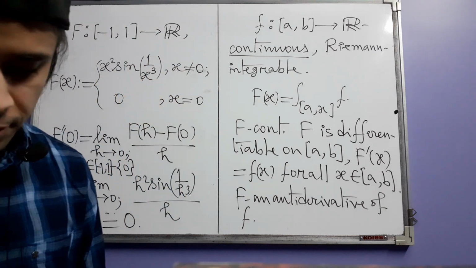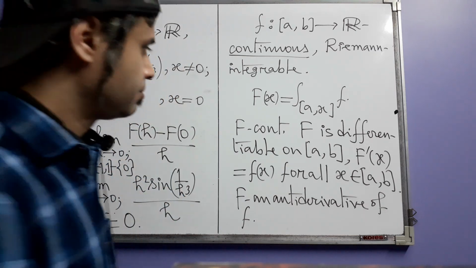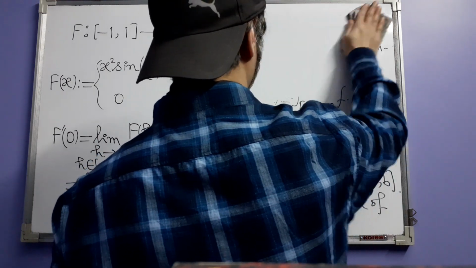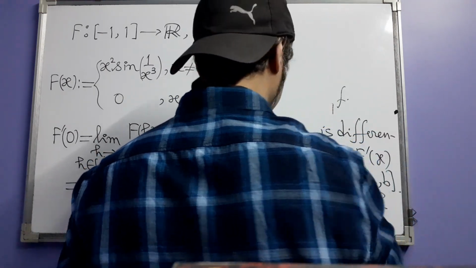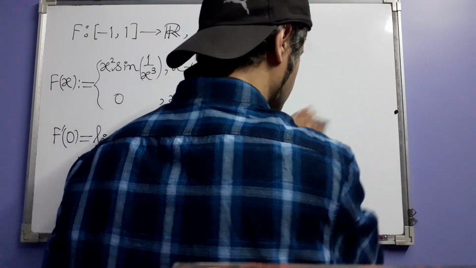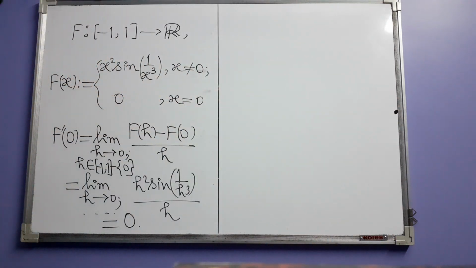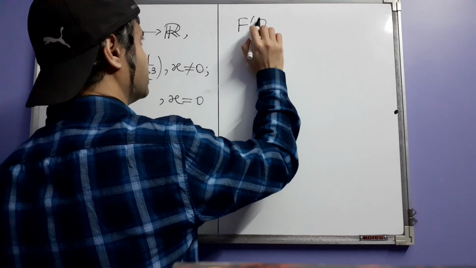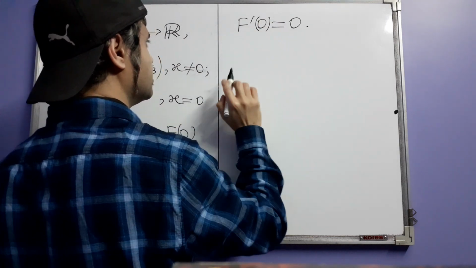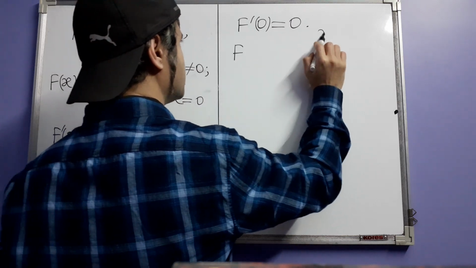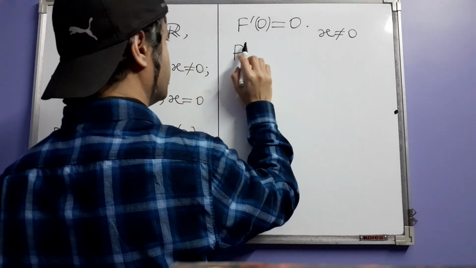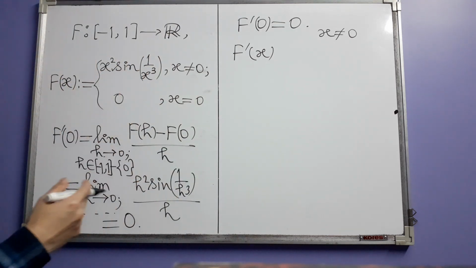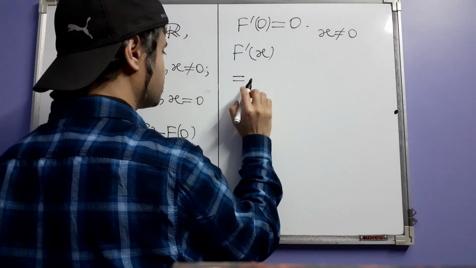Now if you consider the derivative, the derivative is also a function, no? If you consider the derivative, how will it look? We have just now calculated that at 0 the derivative is 0, and if x is non-zero, what is the derivative there? You apply the differentiation rules.